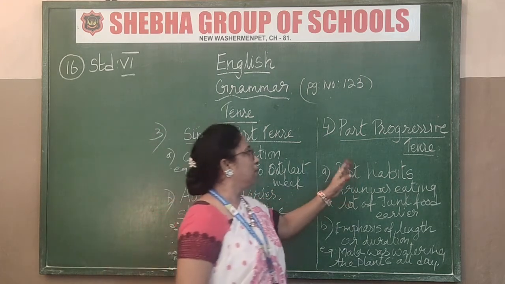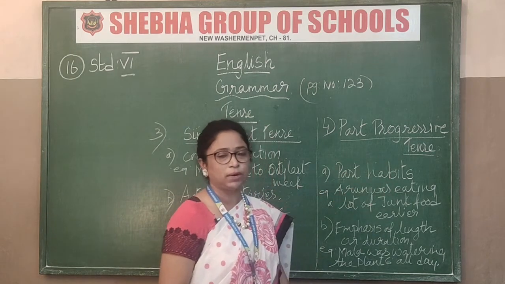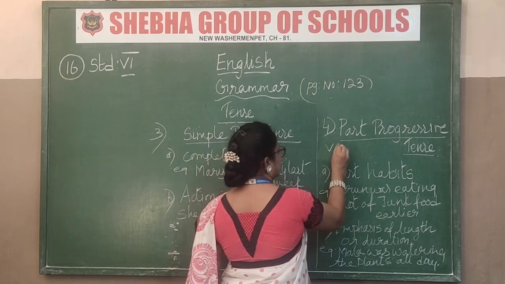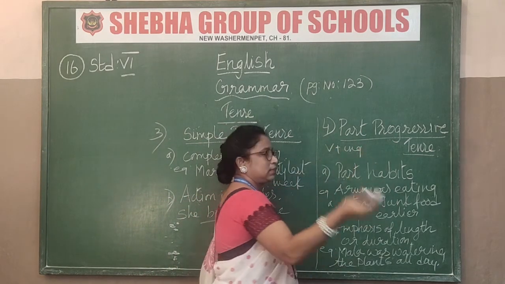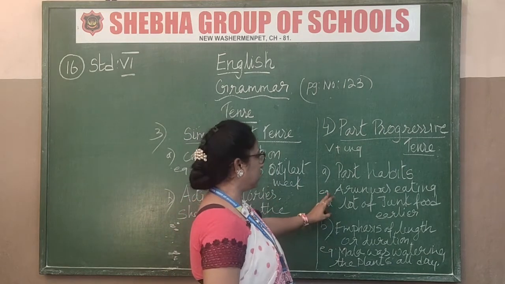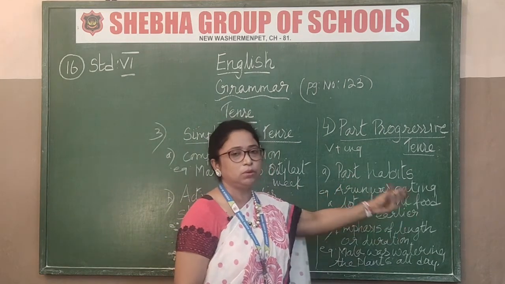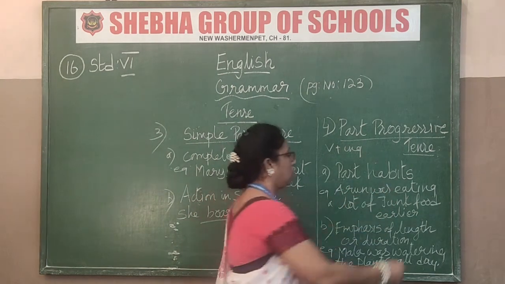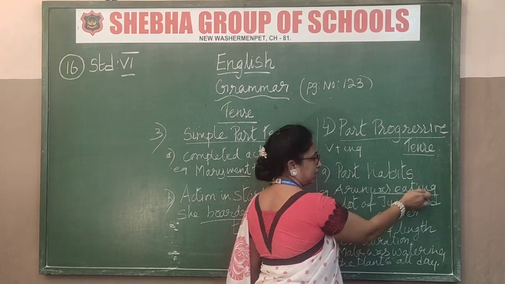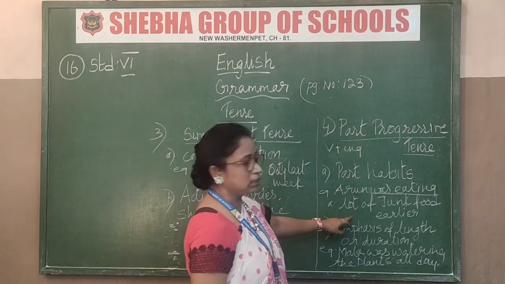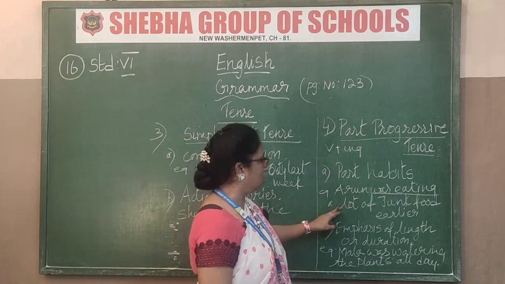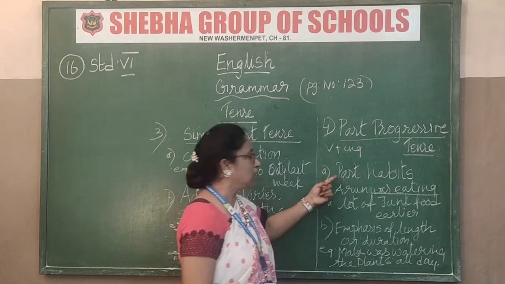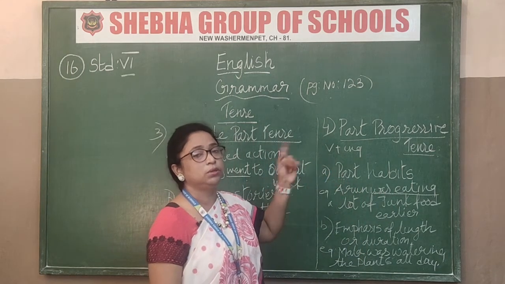Now next we are going to study about past progressive tense. Now present progressive, what did I tell you? Verb will have what? Verb plus ing. The same thing here, only in the past. Okay, for example, see, past habits. They will show you the past habits. Example, Arun was eating a lot of junk food earlier. Was eating. See, eat, ing. So what was he doing earlier? Arun was eating a lot of junk food earlier. So in the past, what was his past habit? He used to eat a lot of junk food.